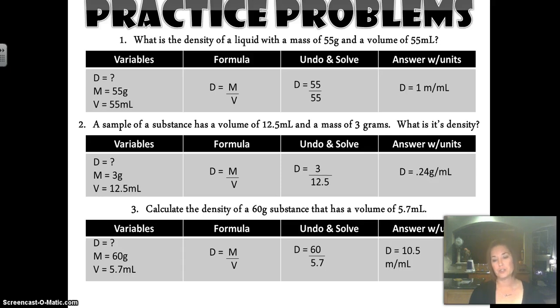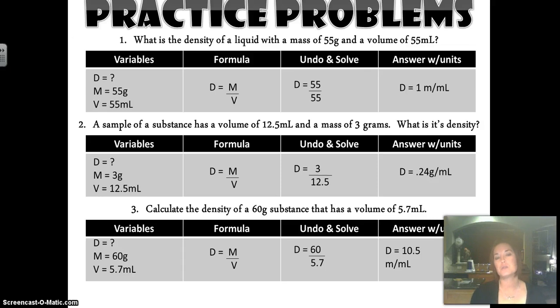And here my answer is 10.5, and I'm sorry again, there's a unit mistake. That should be grams per milliliter right here, not meters per milliliter. I fixed it for this one, forgot for this one, guys. I'm sorry, I overlooked that, so please forgive me for this mistake. But this should be 10.5 grams per milliliter.